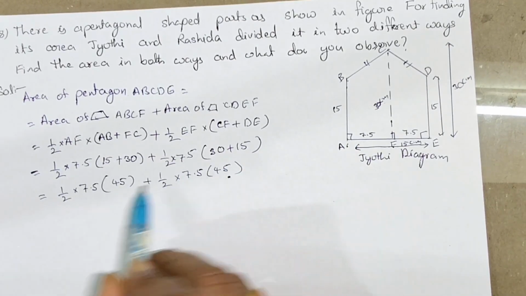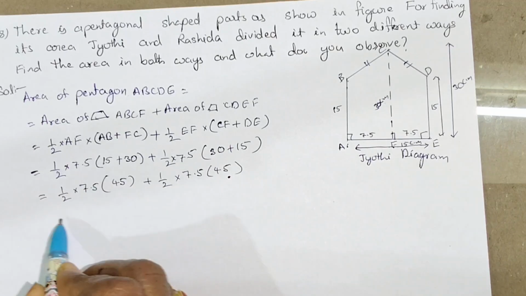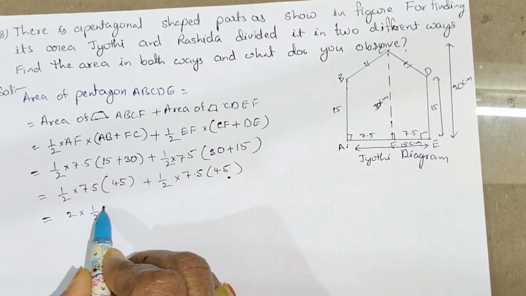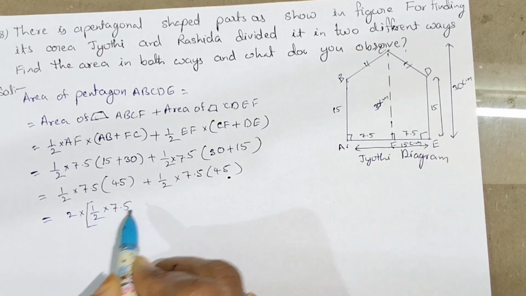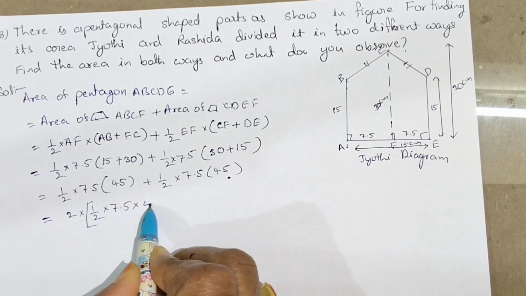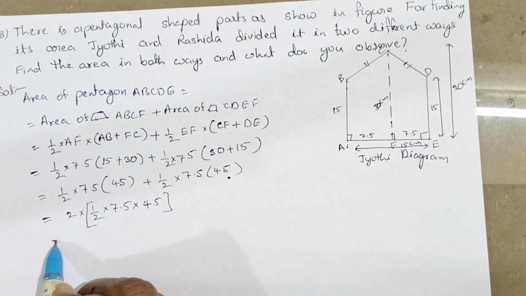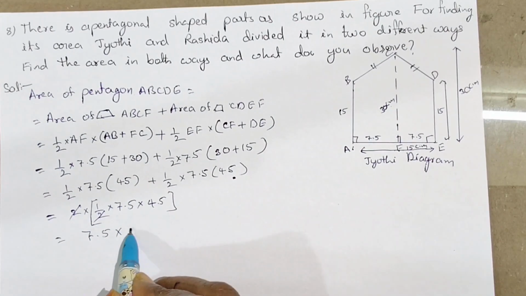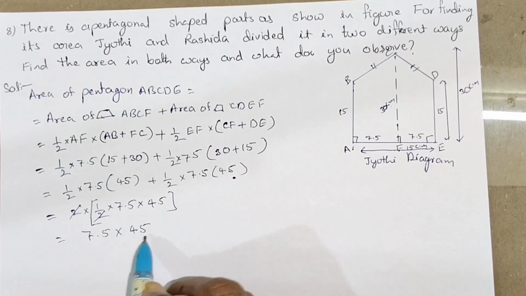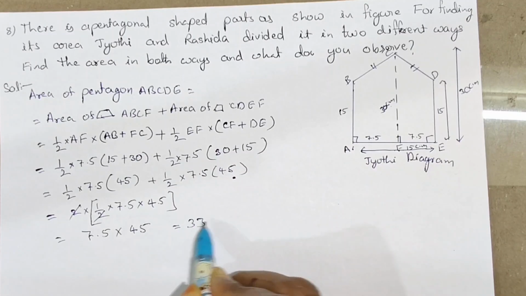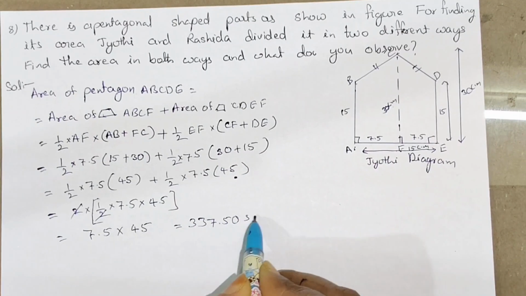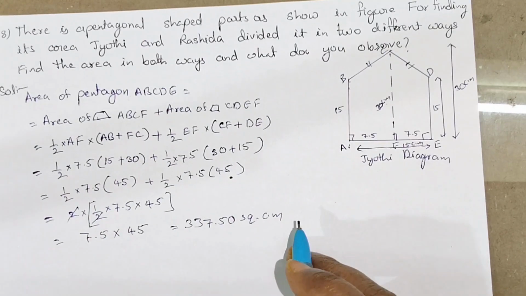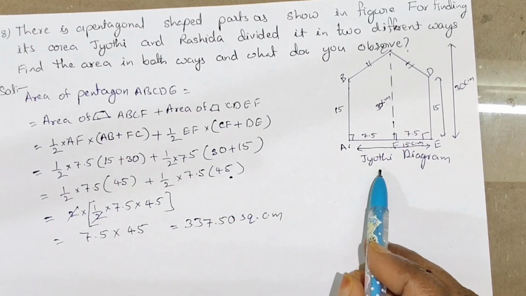Now these two are the same. So 2 into 1 by 2 into 7.5 into 45. So the 2 gets cancelled. Here 7.5 into 45. Multiply these two numbers: 337.5 square centimeters. So this is the final trapezium area.